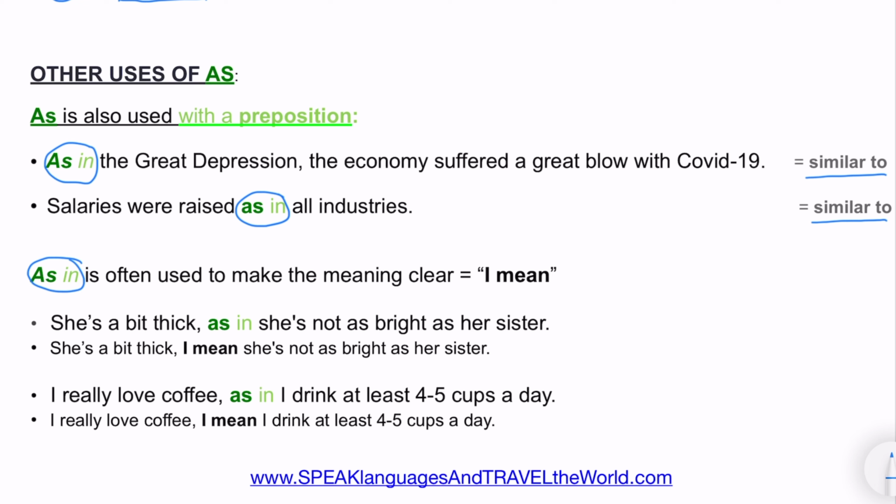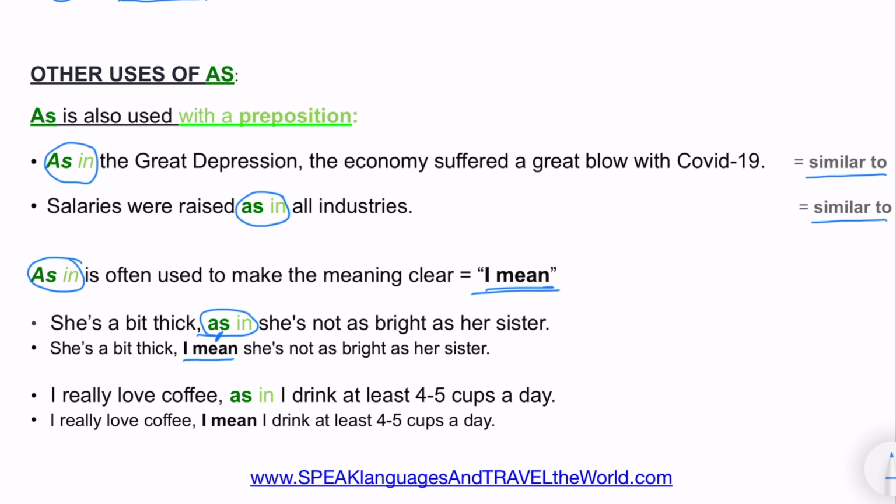As in is often used to make the meaning I mean. She's a bit thick, as in she's not as bright as her sister. So thick means the opposite of bright. It means you are slow at understanding, and bright is you're fast at understanding. She's a bit thick. I mean she's not as bright as her sister. So I mean is equivalent to as in.